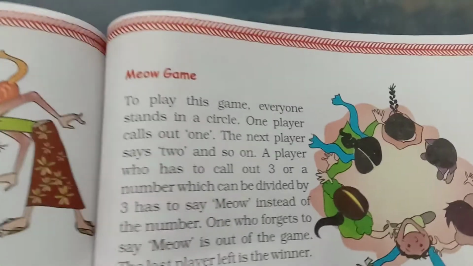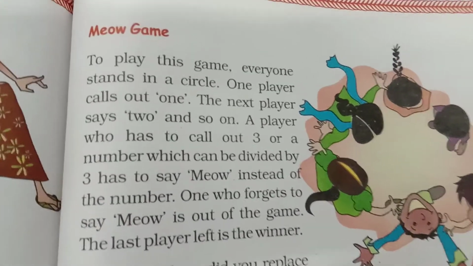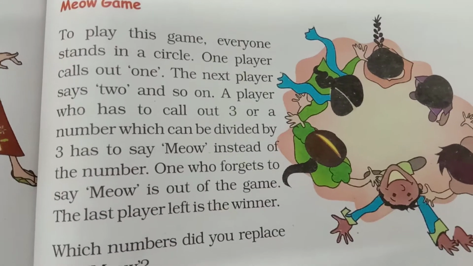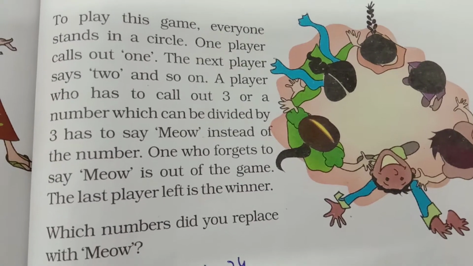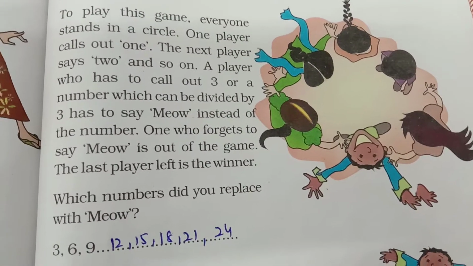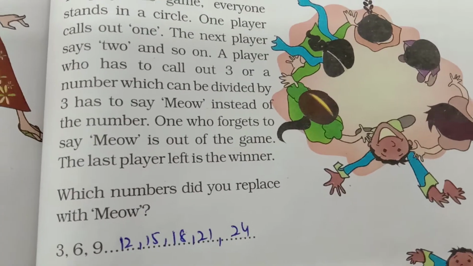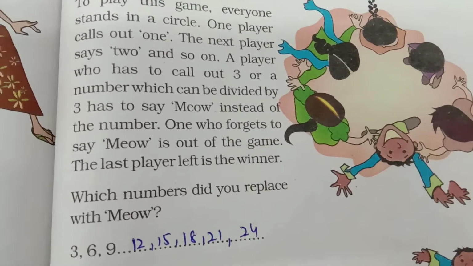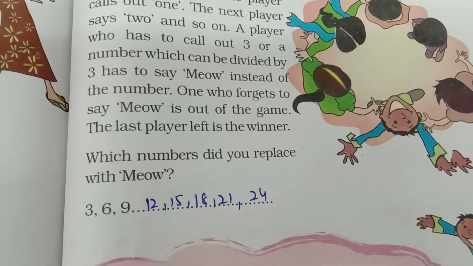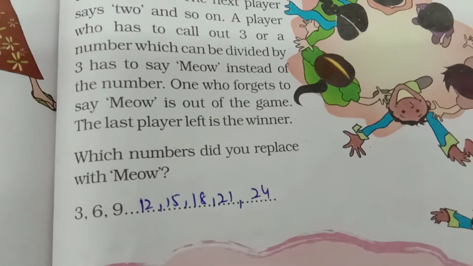Here we have a small game, the meow game. To play this game, everyone stands in a circle. One player calls out 1, the next player says 2 and so on. A player who has to call out 3 or a number which can be divided by 3 has to say meow instead of the number. One who forgets to say meow is out of the game. The last player left is the winner.